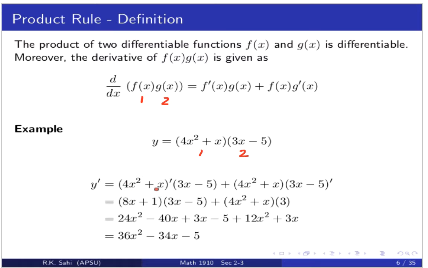Now let's take the differential of the first function, 4x squared plus x, which is 8x plus 1, times 3x minus 5, plus in the second expression we take the differential of the second term, 3x minus 5, which gives us 3. And we multiply this by the first function, 4x squared plus x. Let's go ahead and open this up. Simple algebra: we get 24x squared minus 40x plus 3x minus 5 plus 12x squared plus 3x. And then we gather the like terms, and what we get is 36x squared minus 34x minus 5.